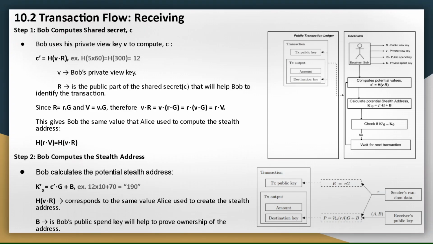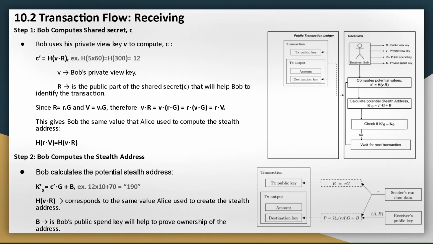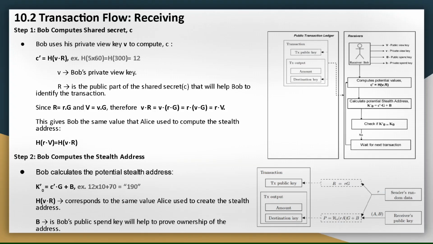Now, for the decryption part, he has to create a shared secret. Whatever Alice performed to generate a shared secret, he has to do the same. The values he has from the network are capital R, which is visible on the network as we discussed, and small v, Bob's private view key. Bob will now compute the shared secret C dash, whereas Alice uses Bob's public view key to calculate shared secret C. Now Bob will use his private view key, small v, into R.